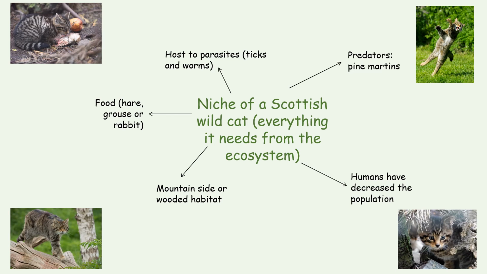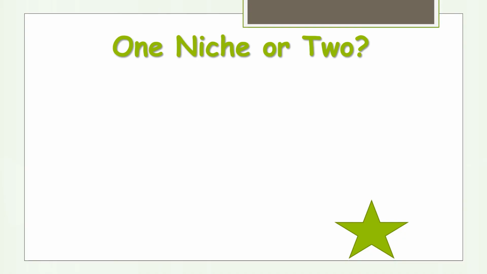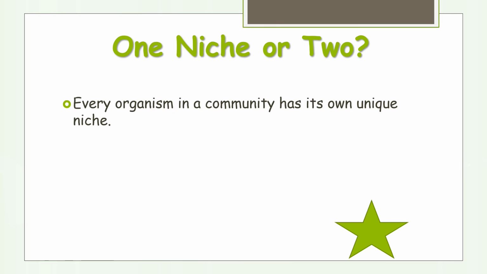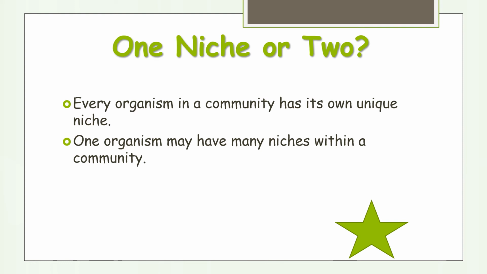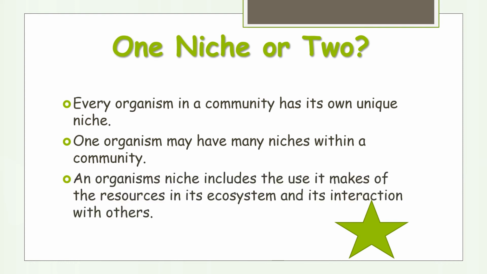So well done if you managed to get that correct. So remember, the niche is the role of something. Every organism in a community has its own unique niche. One organism may have many niches within a community. An organism's niche includes the use it makes of the resources in its ecosystem and its interaction with others. So organisms with similar needs may have overlapping niches.